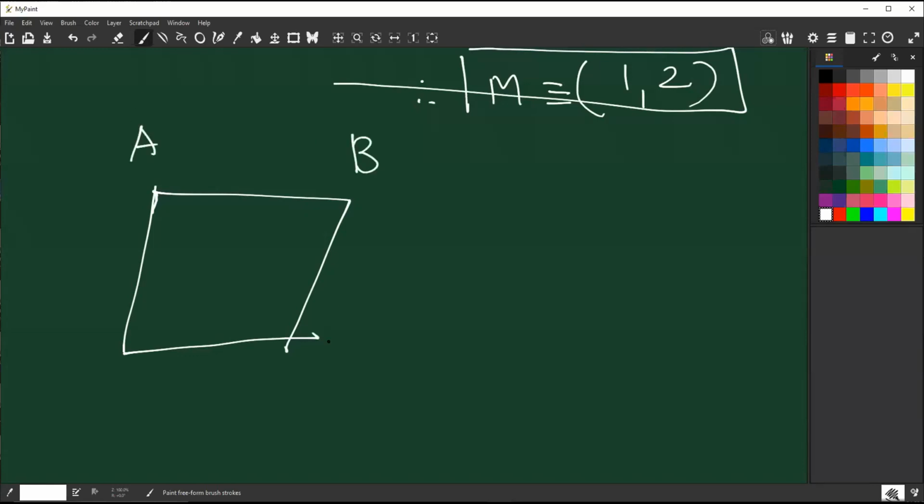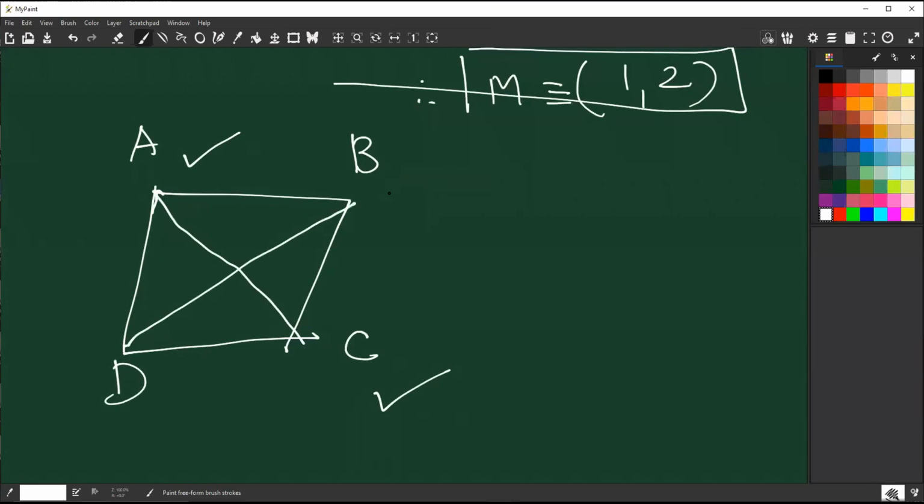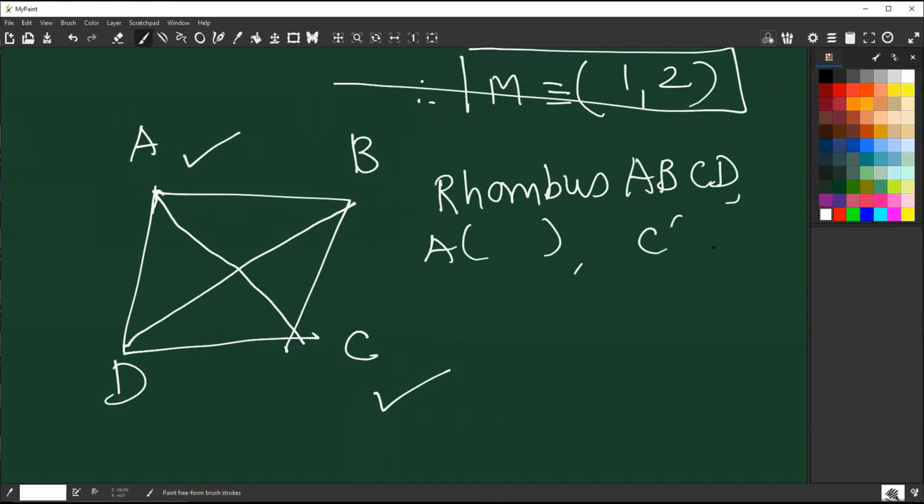A, B, C, D. Suppose this is a rhombus, and I give you the coordinates of A and the coordinates of C. How do you get the equation of diagonal AC and diagonal BD? It is a rhombus ABCD. Coordinates of A are given, coordinates of C are given. So, first find the slope of AC, and you know point A.